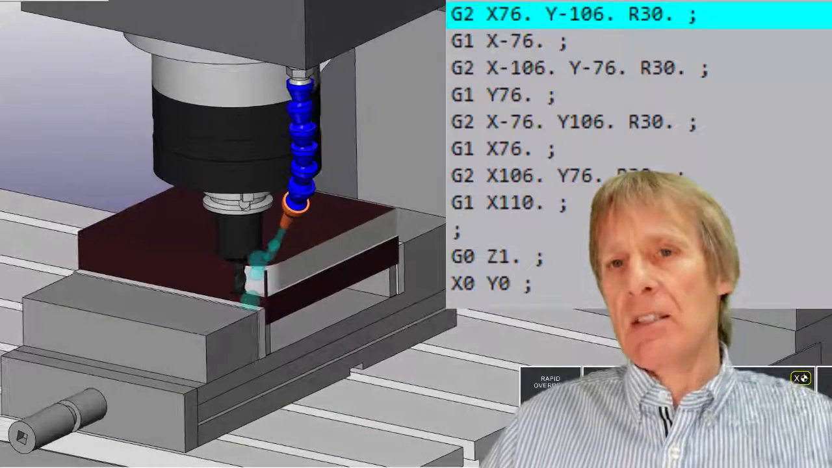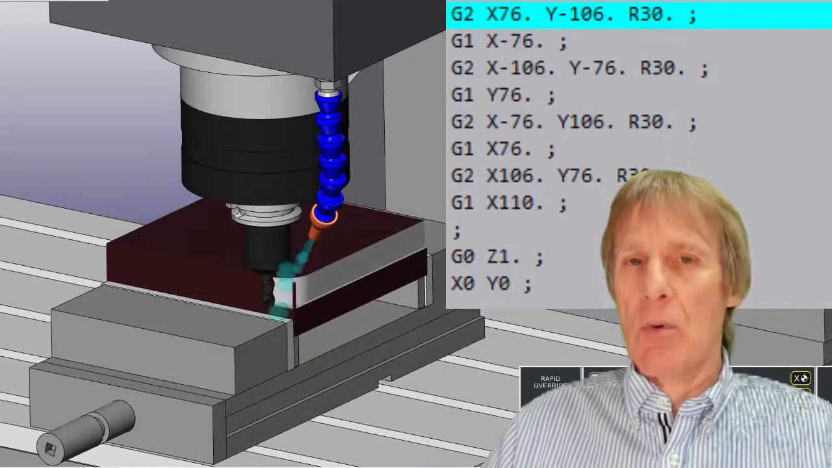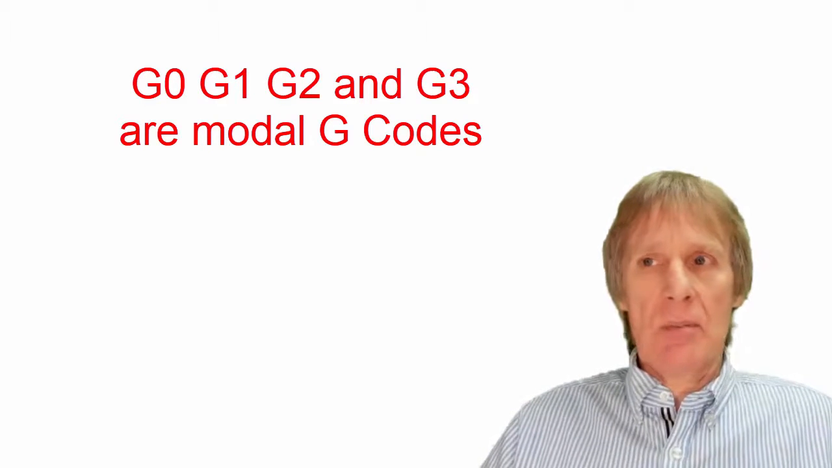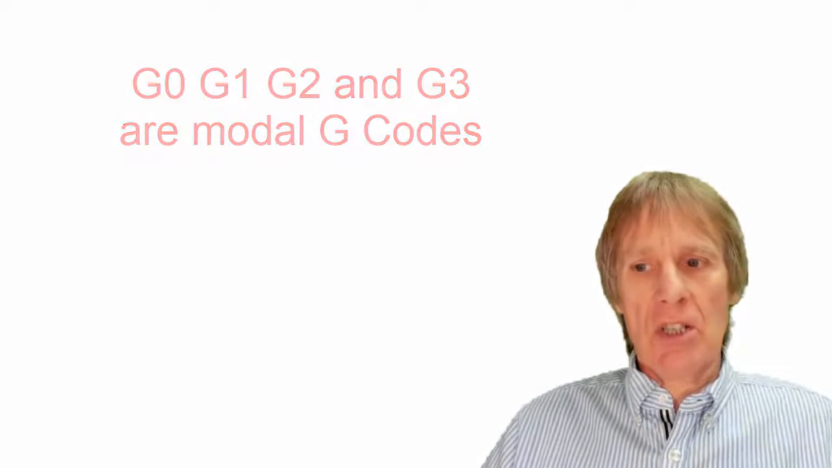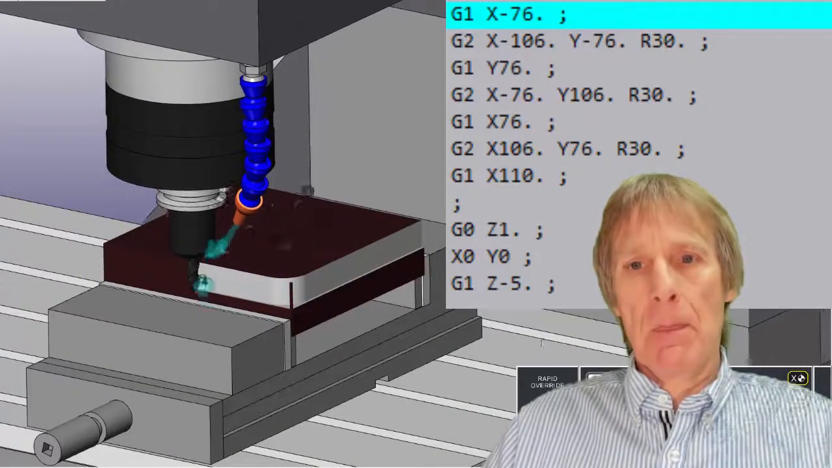And now I've switched back to G1. I can't just carry on because it will try and put me another clockwise arc, because this is what we call modal. In other words, you don't have to repeat these G codes if you want to reuse them. But I don't want to reuse G2. I want a G1 command now. I want to feed. So I'm going to feed along there.